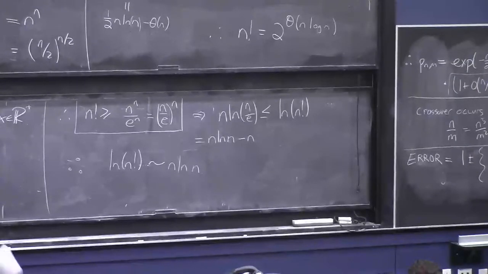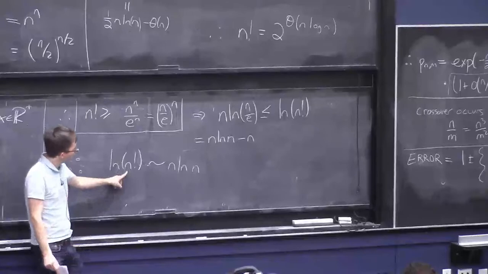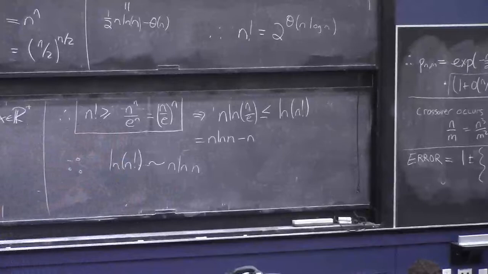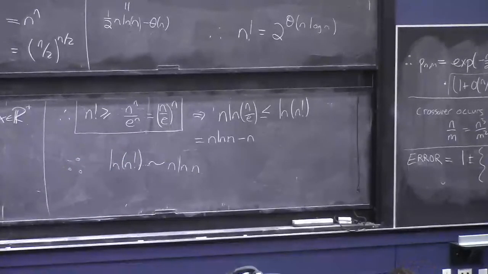Or if you want to exponentiate this, you get that n factorial is approximately n to the n, but approximately means up to a lower order term, which could be something like constant to the n. So that's still pretty good. And so if we do exponentiate, we have an upper bound for n factorial of n to the n, and a lower bound of n to the n over e to the n. Okay, so we're off by some factor that's between 1 and e to the n.